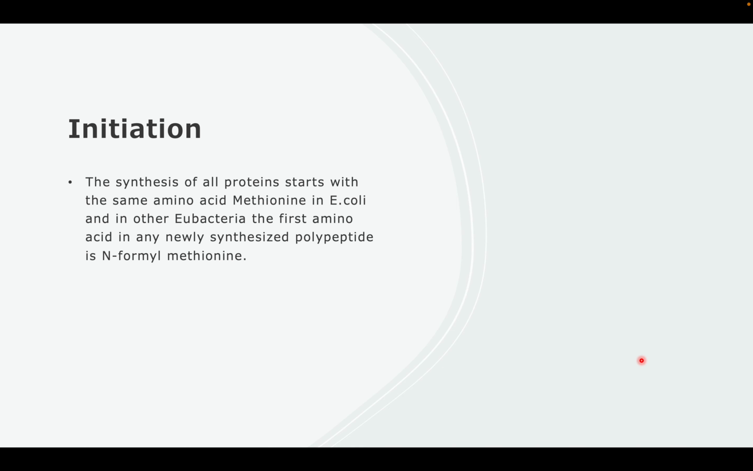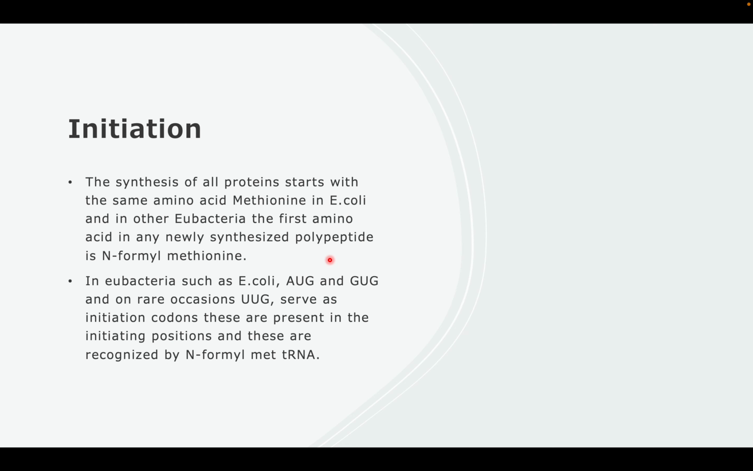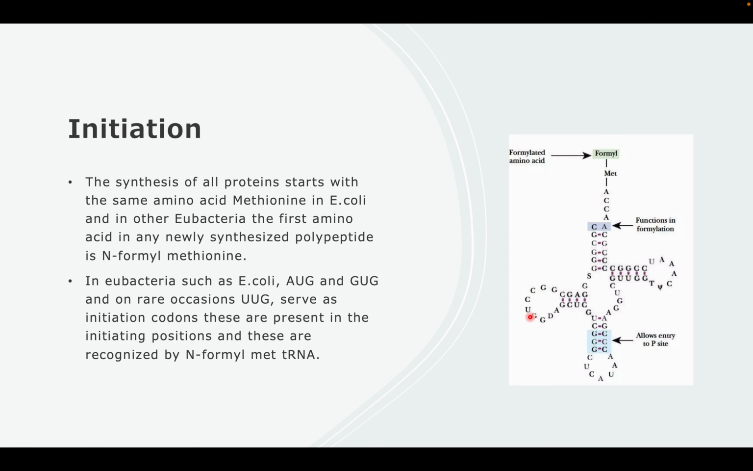So now we talk about initiation. It starts with recognizing the site where the initiation of translation takes place. It always starts with the same amino acid, methionine or formyl methionine, which is the formylated version of methionine. So in eubacteria such as E. coli, AUG or GUG or sometimes UUG serve as the initiation codon, because they code for methionine, and they are recognized by N-formyl methionine tRNA.